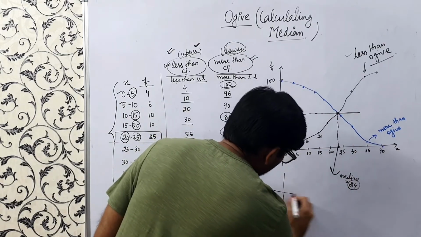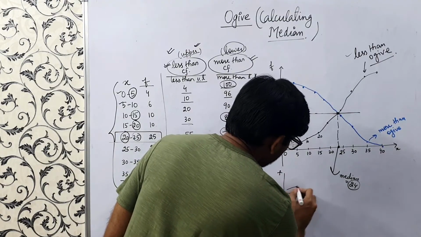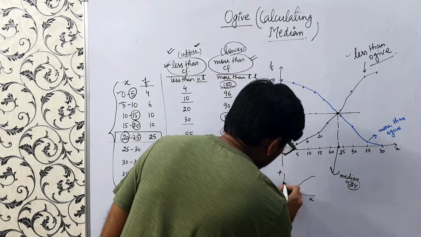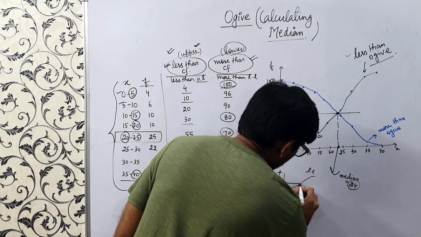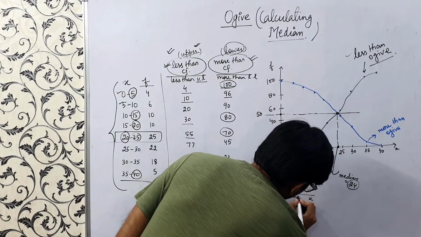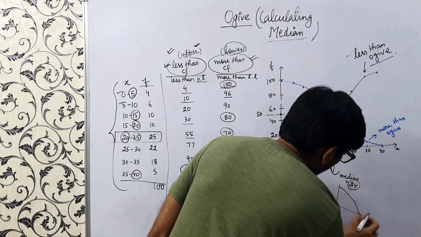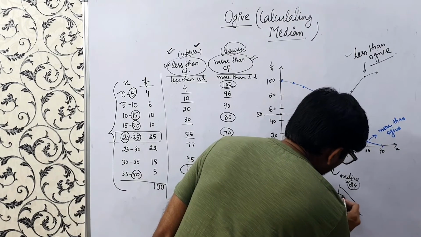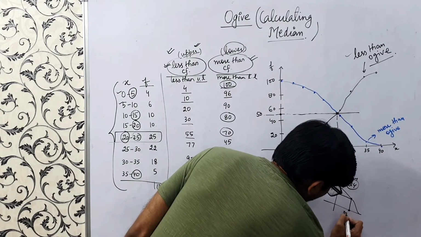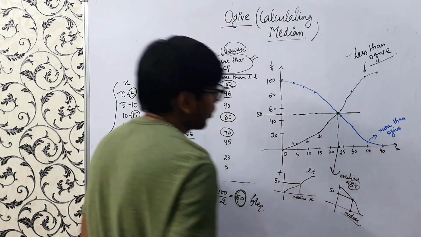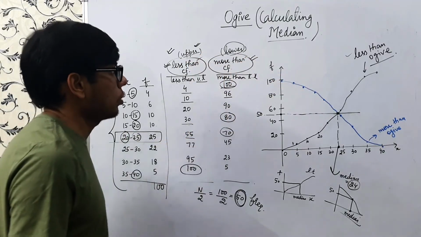Suppose this is our x, this is our f, and I have this ogive as this. I'll take this as 50. This is less than, and this is our median. Suppose in more than ogive, this would be something like the more than ogive. I'll take this 50 and go till this point and draw a vertical line. This is our median. So we can calculate it from only less than ogive, only more than, and from the combined also, right?